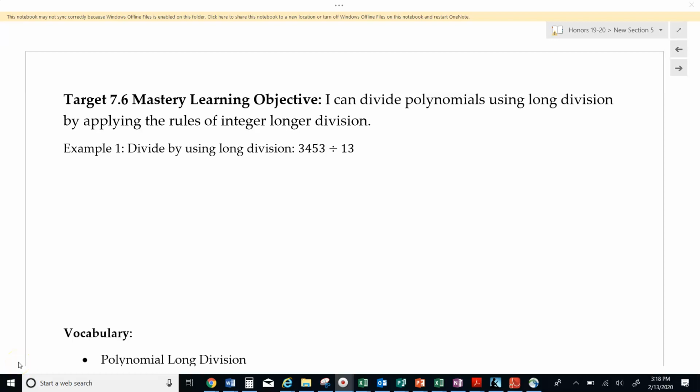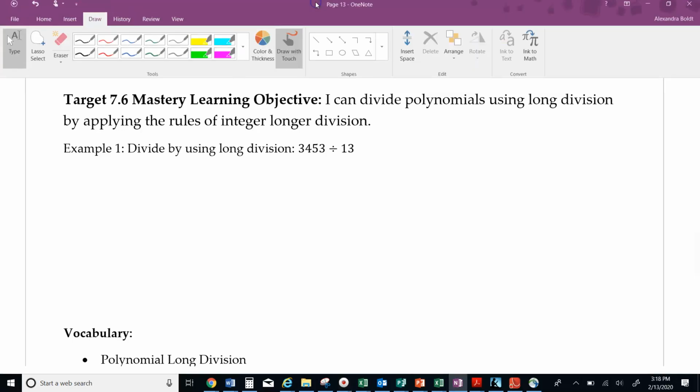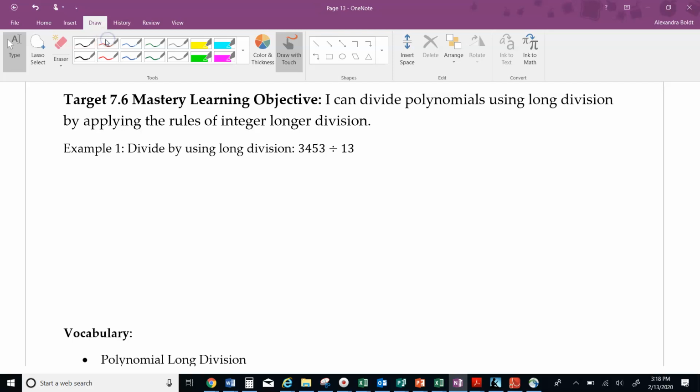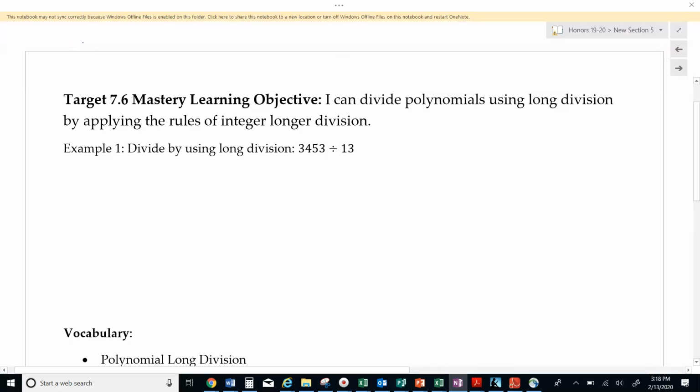Target 7.6. We're now completely flipping gears. The first half of KC7 was all about how polynomials look, their graphs, moving them around. Now we're going to get into more of the equation part of it. Our first learning objective is: I can divide polynomials using long division by applying the rules of integer long division. So the first thing we're going to do is remember what long division is.